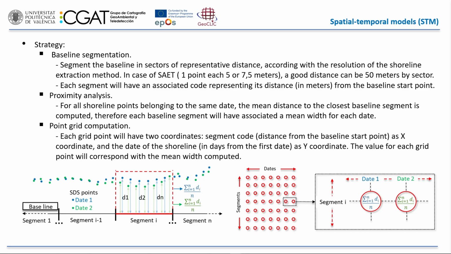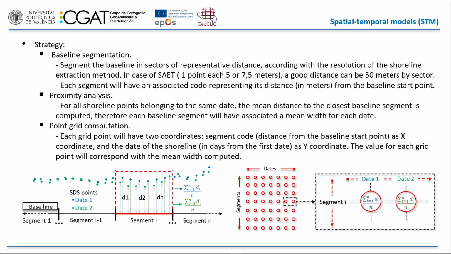The next step will be to perform a proximity analysis, which consists of calculating for each point on the coastline the distance to the nearest baseline sector. This way, each point will be associated with a sector. The last step will be to calculate the average distances. In this way, for each sector, we will have the average distances associated for all points for each date.